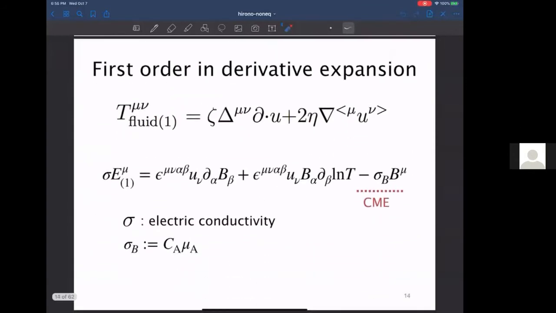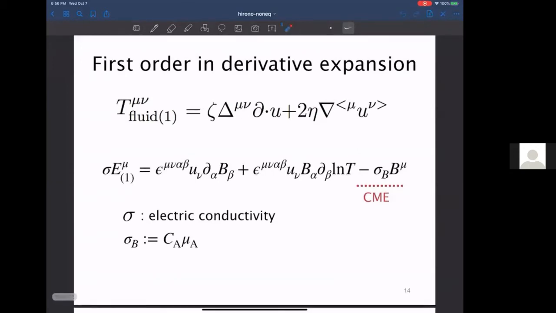If we go further and consider the first order corrections in the derivative expansion, then we can get the usual contribution coming from the bulk and shear viscosity, and there's also a first order contribution to the electric field, which takes this kind of form in the limit of the weak magnetic field. Those are the conventional contributions. In the case of chiral MHD, we have an additional contribution appearing in this term. Here, this sigma_chi is defined as the anomaly coefficient times the chiral chemical potential, and sigma here is the usual electrical conductivity.